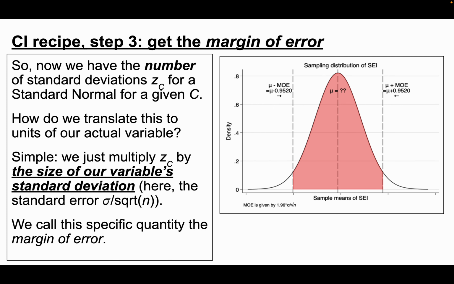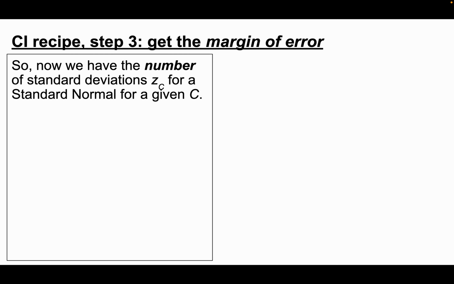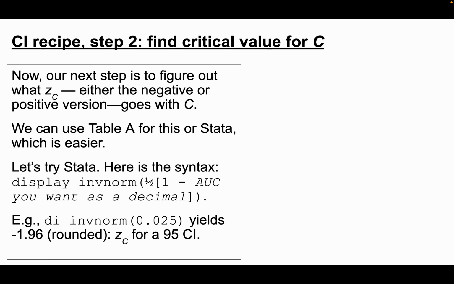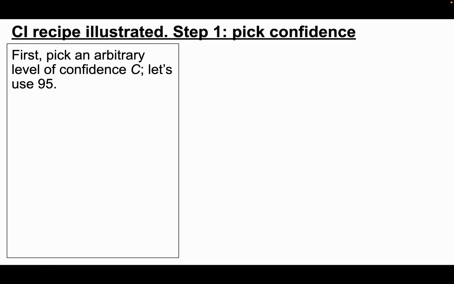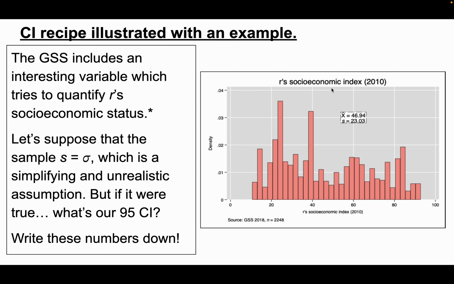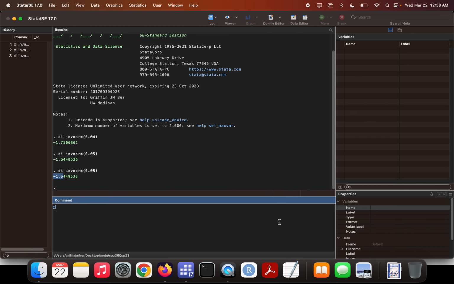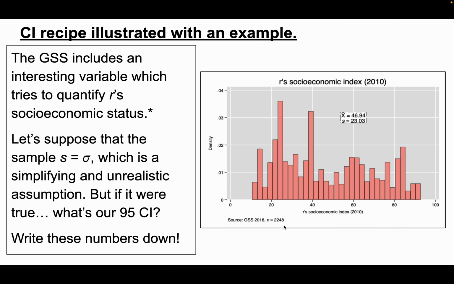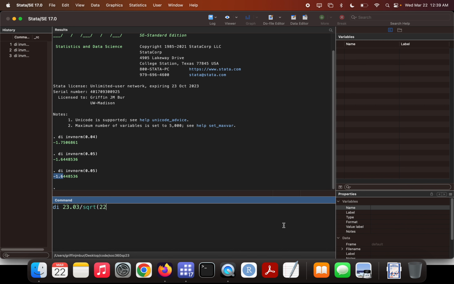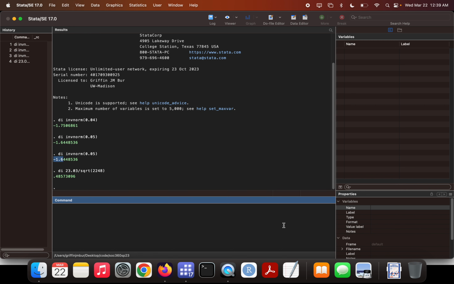So in this case, we're going to take 1.96 and multiply it by the standard deviation, which I've already forgotten, but it's written down in the notes before. And hopefully when you're following along at home, you wrote this down. So it was 23.03, and then we would divide that by the square root of the sample size, which is 2248. Let me just show that. Probably should have put that in the notes. So we say display 23.03 divided by square root of 2248. And we get 0.48, blah, blah, blah.